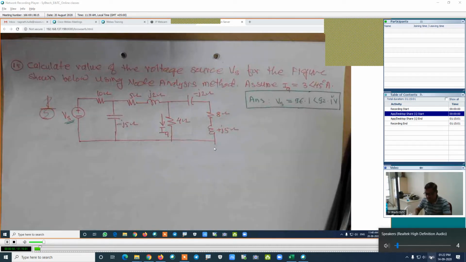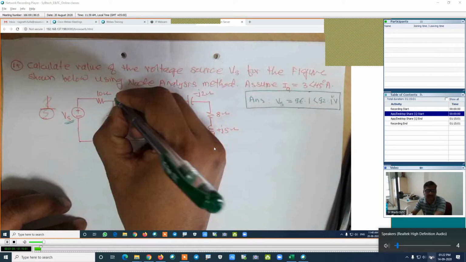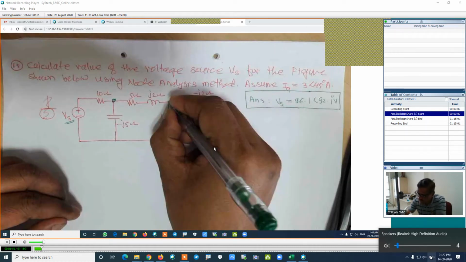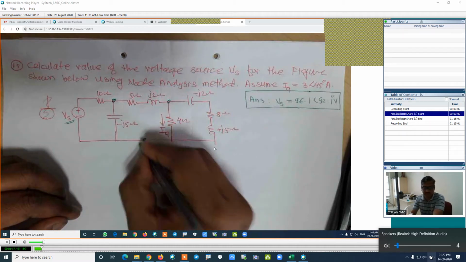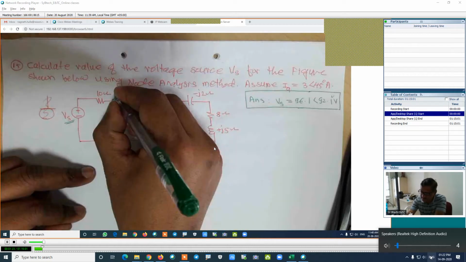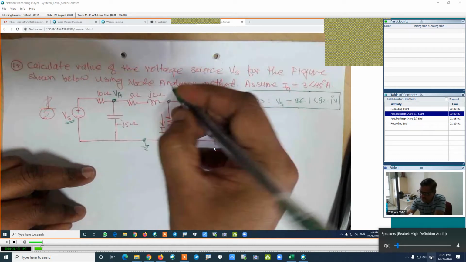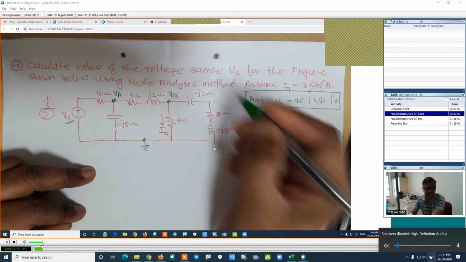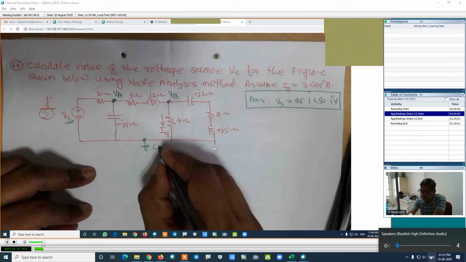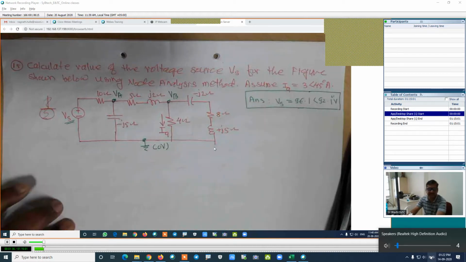So I will mark the nodes, and we will try to understand how many nodes this figure has. This is a simple problem, but the calculation is complex. Here we have 3 nodes. This is one node, this is the second node, and this is the third node. I will name this node as the ground node. This is node A, having its potential VA. This is node B, having its potential VB. And this is the ground node, whose potential is assumed as 0 volt.